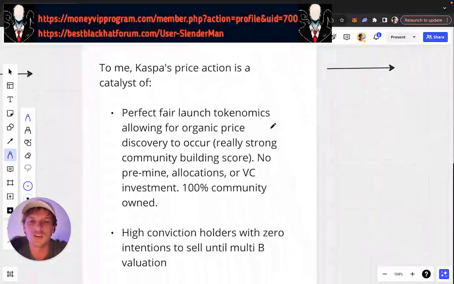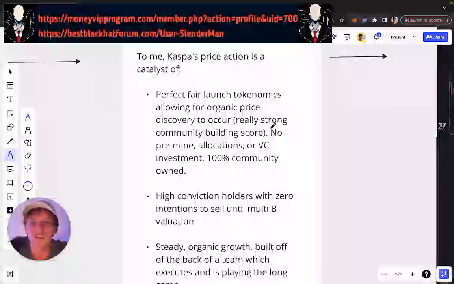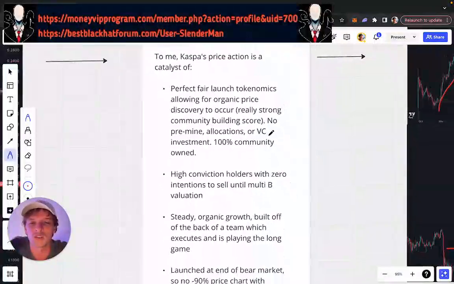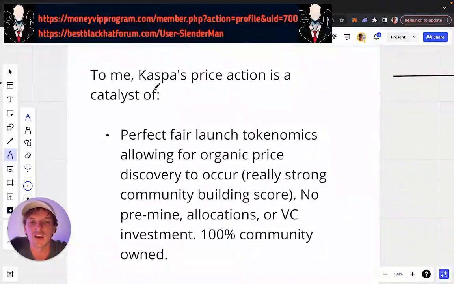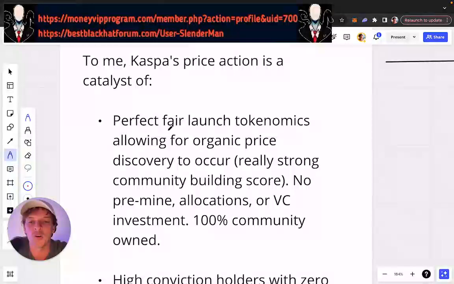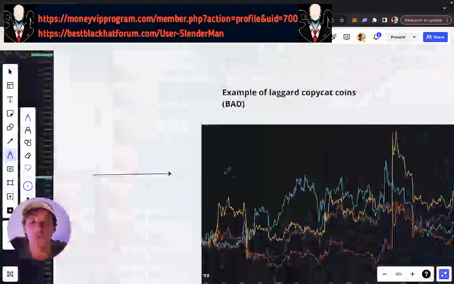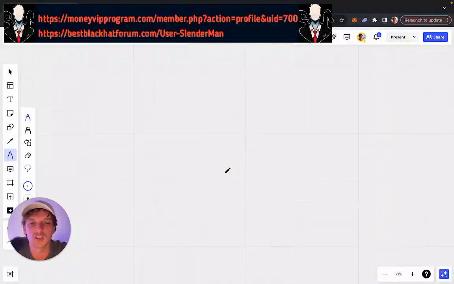And the reason why Casper has done this, I think, is down to four main reasons, okay? So reason number one, why does Casper have its outlier price action? Well, it had a perfect fair launch tokenomics, which allowed for organic price discovery to occur. So, let's do some visualizations here.